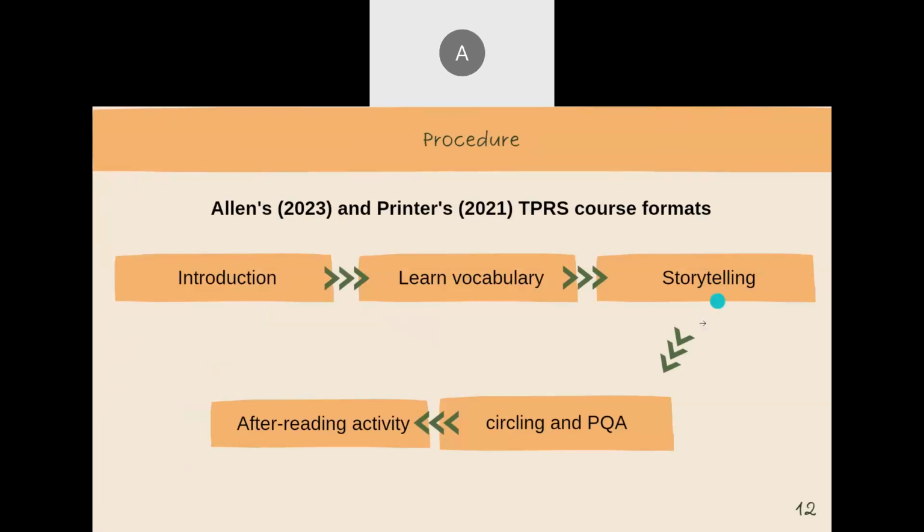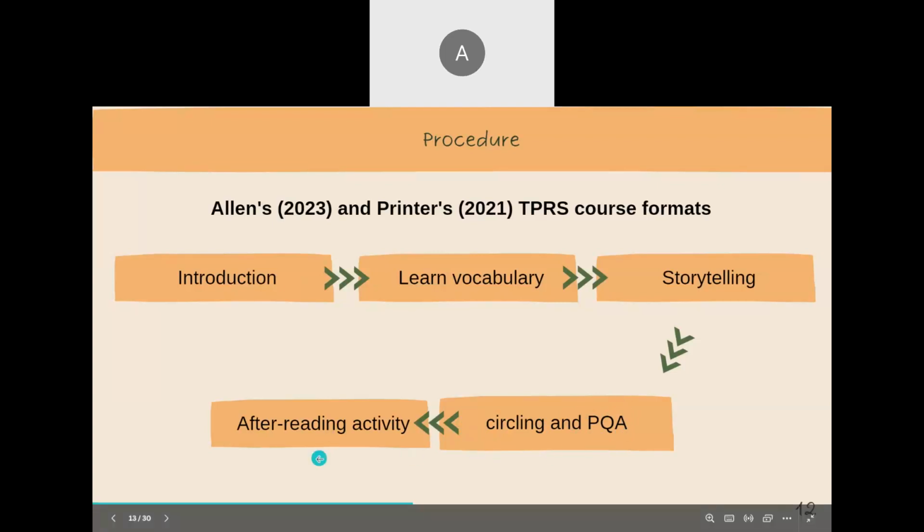I help my participant to learn vocabulary first, and later is a storytelling time with circling and PQA. Circling here means the questions related to the story, and PQA is the questions related to the learner's real life experience. And I also generate two kinds of after-reading activities to help students remind the story.